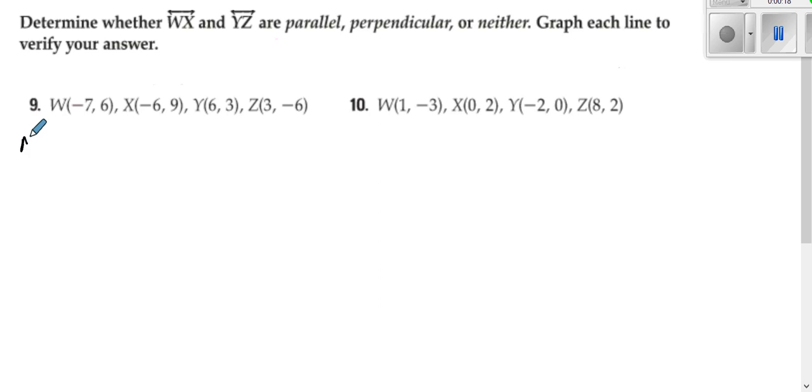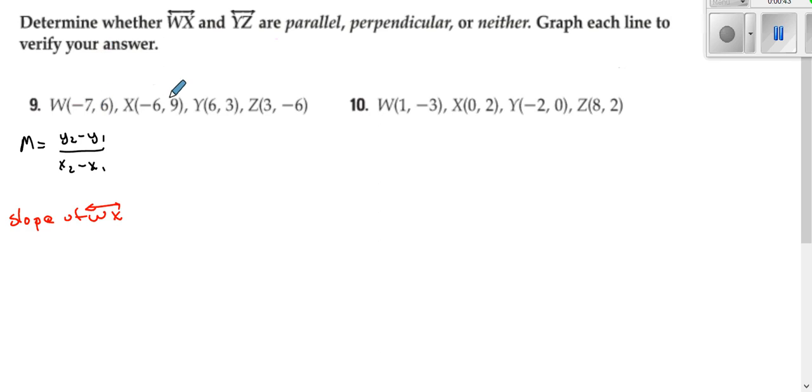So the slope formula is m equals y2 minus y1 over x2 minus x1. The slope formula will always be the same for all of these points. The next thing that you can do is find the slope of WX in red.